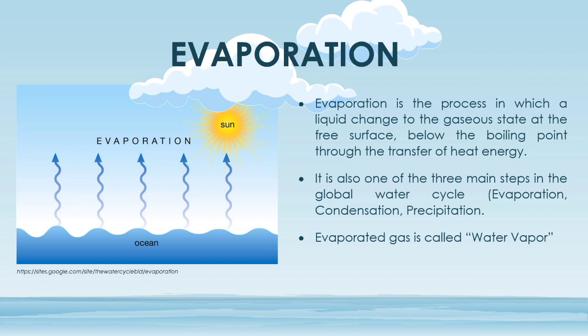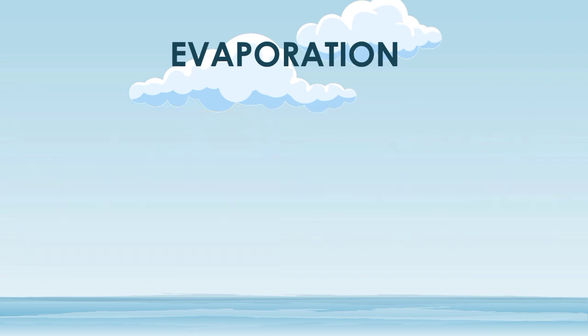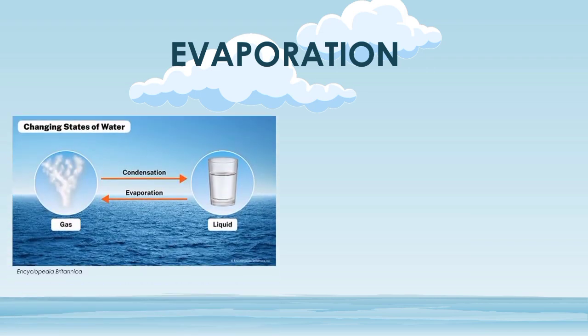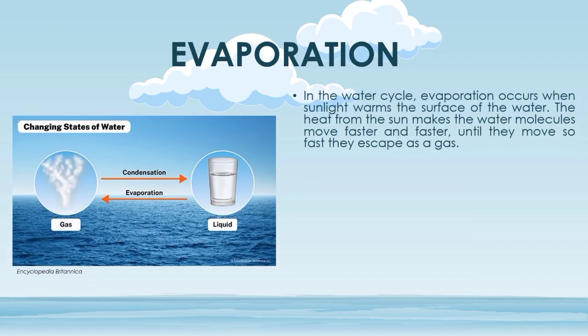Evaporated gas is called water vapor. So when we say water vapor, it is the molecules of liquid water suspended in the air. In the water cycle, evaporation occurs when sunlight warms the surface of the water. The heat from the sun makes the water molecules move faster and faster until they move so fast they escape as a gas. As a liquid is heated, it evaporates.